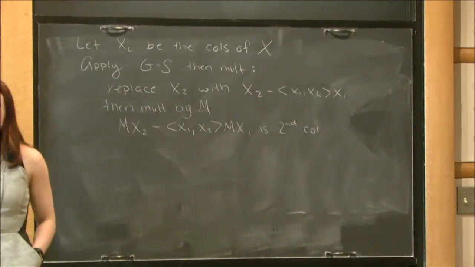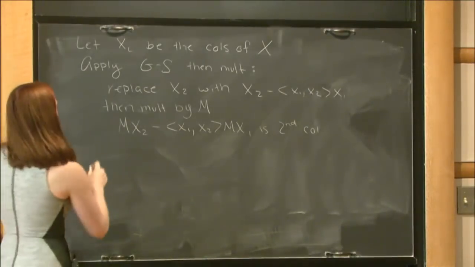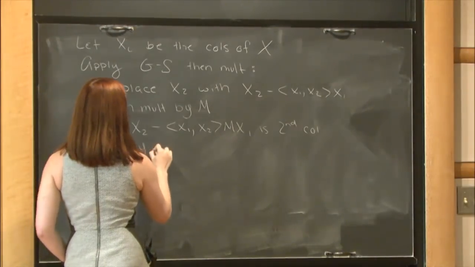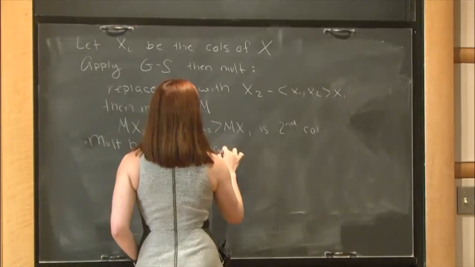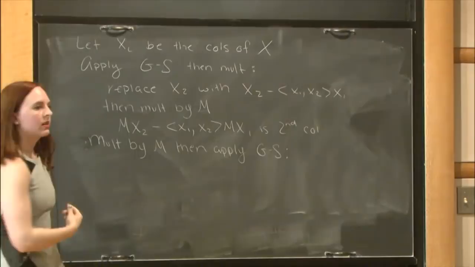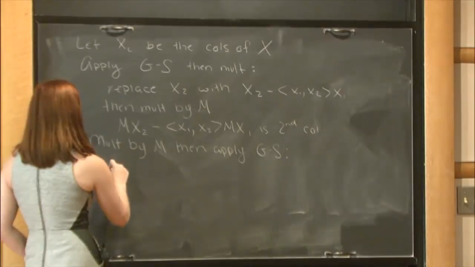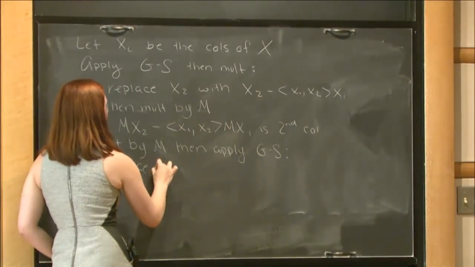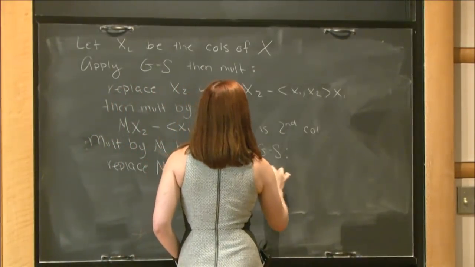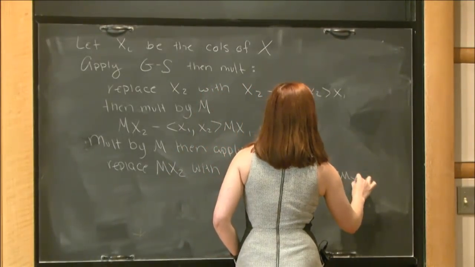And similarly in all other steps in the Gram-Schmidt algorithm. Okay. Now if I do this in the reverse order, so if instead I multiply by M, then apply Gram-Schmidt, my matrix now has columns Mx_i. So at the same step in the Gram-Schmidt algorithm, I'm replacing the second column of Mx, which is Mx2, with Mx2 minus the inner product of Mx1 and Mx2 times Mx1.